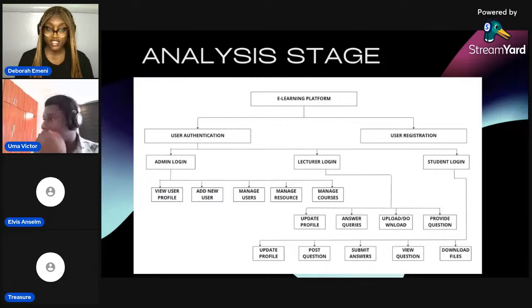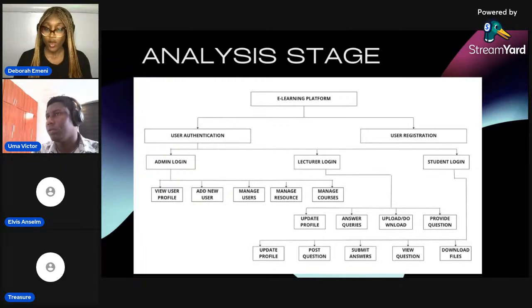So in the planning stage, that's where you gather all the requirements for a project. So let's say you want to build an e-learning platform, and that is the name of the project you want to build. So the first thing you do is go through the planning stage, where you discover the requirements that are needed and required to build this e-learning platform.